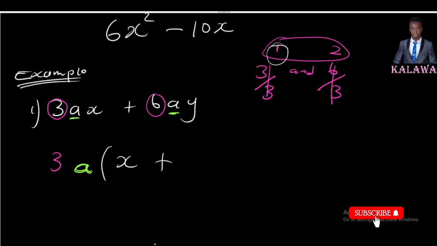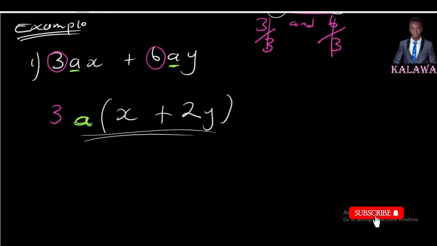Plus, we go again to 6. Remember, this same 3 that we used to divide 3 by 3, this same 3 again, we are going to divide it into 6. So when we divide 6 by 3, that's why we have 2 here. So in other words, this 2 is supposed to be in the brackets. So what is remaining here? a. But remember, we have a outside. So we cannot place a again, because a divided by a is 1. So what is left here is y. So this is the simplest form. We can leave this answer.